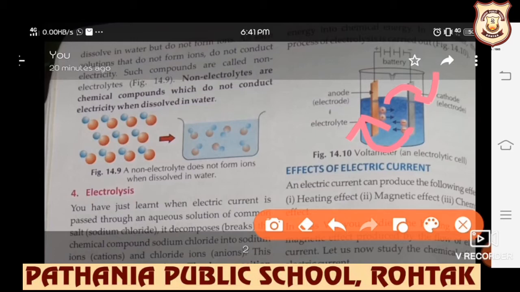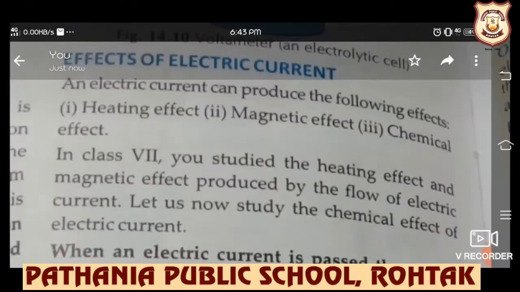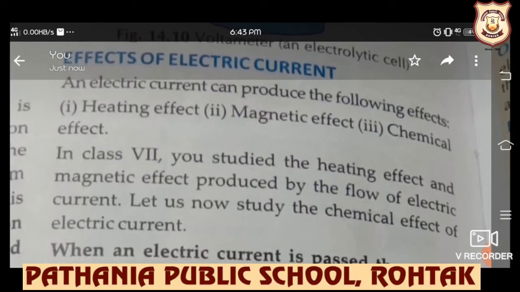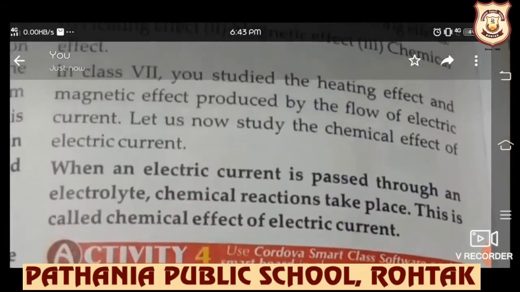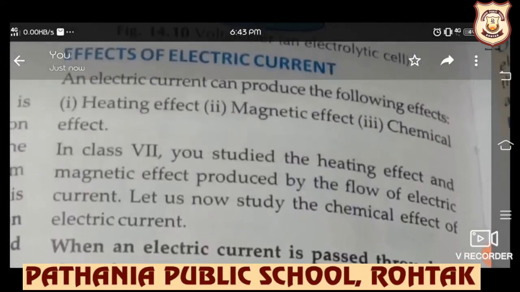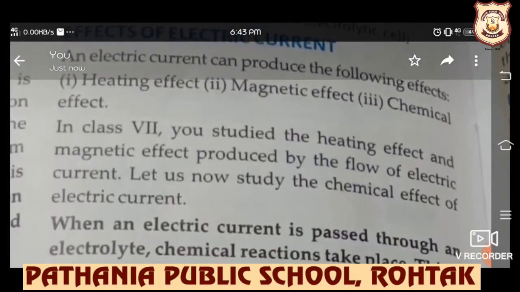Now we will discuss the effects of electric current. An electric current produces the following effects. I have told you in the very beginning, in the introductory class, that electric current also produces heating effect, magnetic effect and chemical effect. In this chapter we will concentrate our studies on the chemical effect only. But before discussing the chemical effect, let me have a brief recap of the heating effect and magnetic effect.